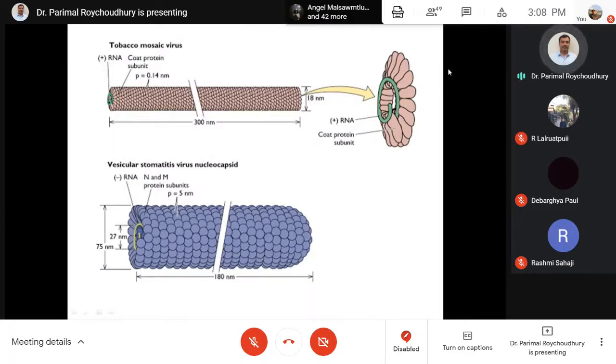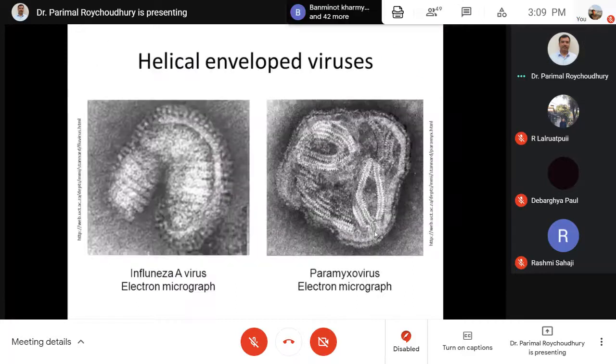So these are some of the arrangements showing how they form the cylindrical form. This is called the helical symmetry. So this SARS-CoV-2 COVID virus is a helical symmetry virus. This is the influenza virus, and this is a paramyxovirus, where the nucleocapsid structure is helical. You could see some helical fashion, just like a cylinder, the nucleocapsid form.